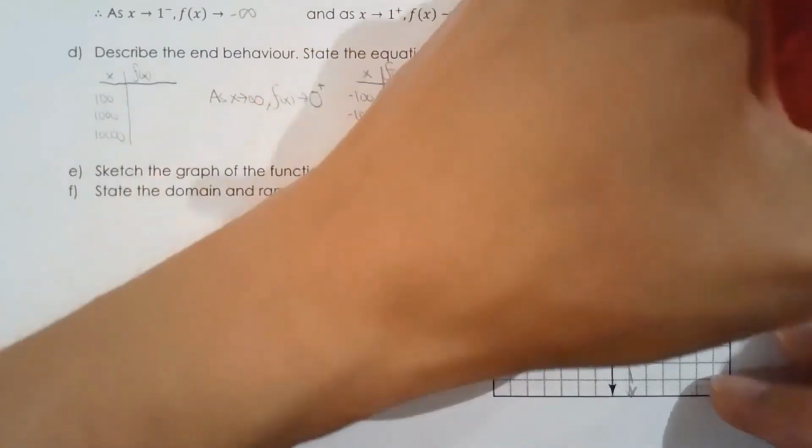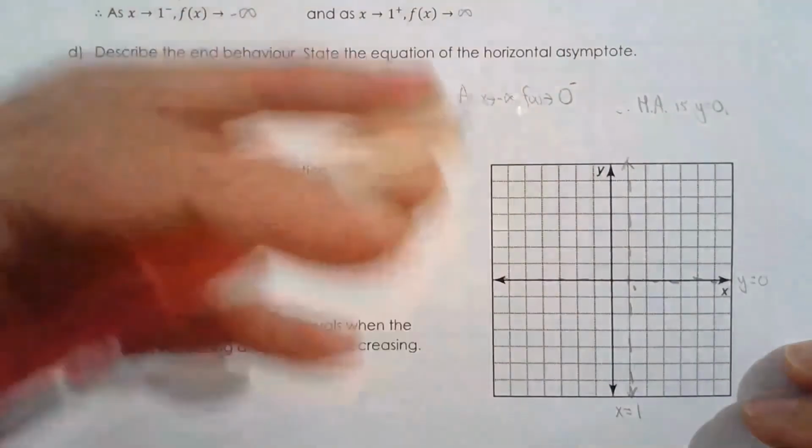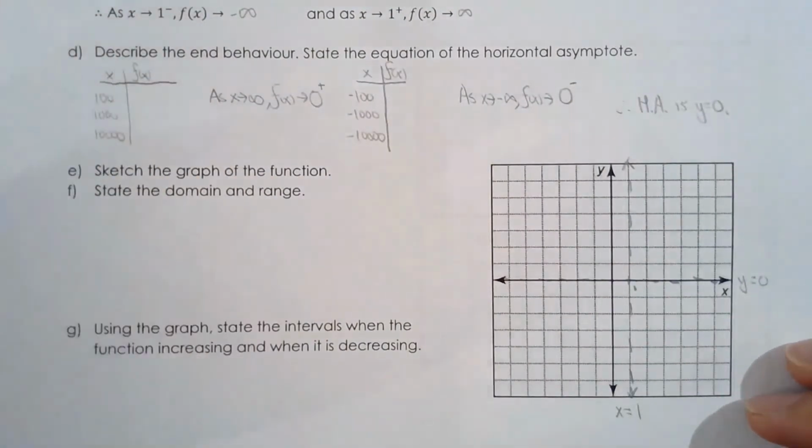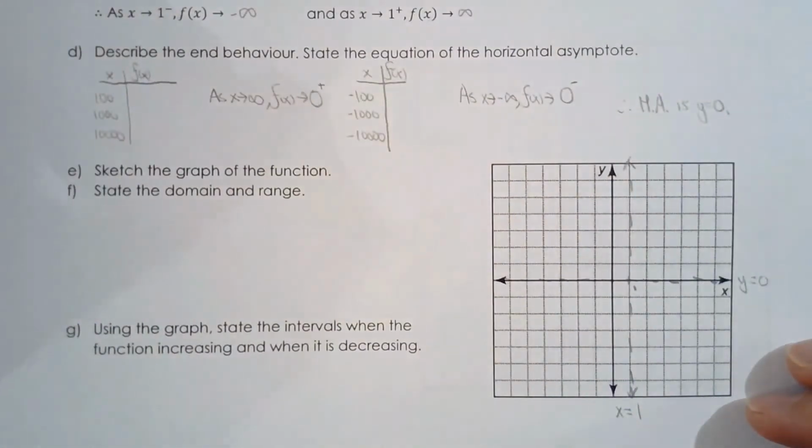So for all rational functions, you'll see that I always sketch in the asymptotes, because it gives me the basis of the graph. The rest of the graph will be dictated by where my asymptotes are. So it gives me a good foundation of where to start.